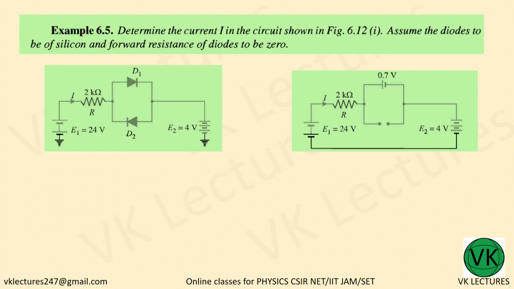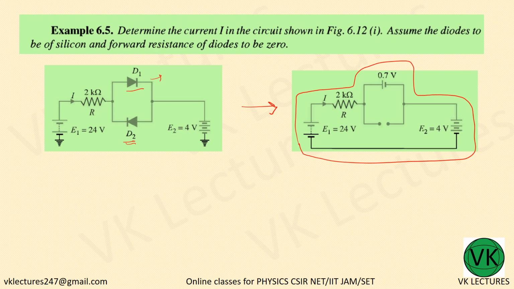See, in this equivalent circuit, only one diode D1 will be conducting because D1 is forward biased and D2 is reverse biased. And we have an equivalent circuit here with D2 removed. And what is the Kirchhoff loop? This is the loop. Across this loop, the total voltage should be 0.